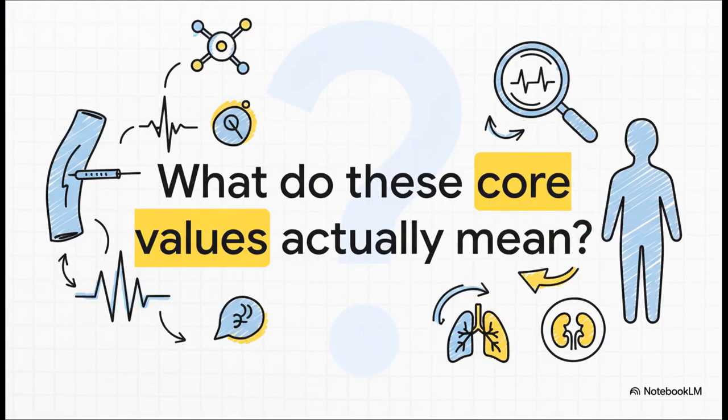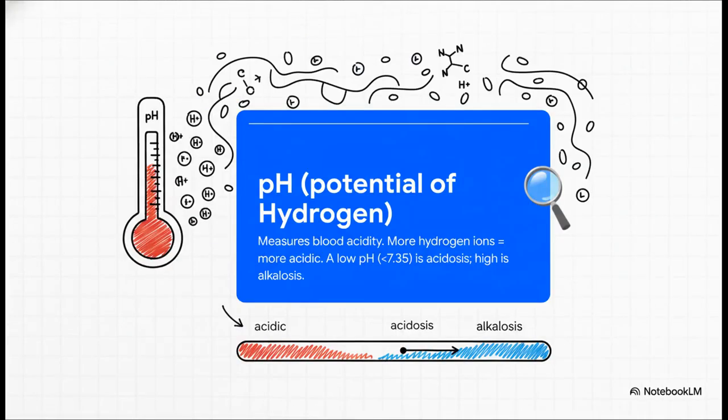Okay, so you get the results back, and it's a list of numbers. But that's pretty useless unless we know what each one represents, right? So what do these core values actually mean for our patient? First up is pH. This is simply a measure of how acidic or alkaline the blood is. The easiest way to think about it is this. The more free-floating hydrogen ions you have, the more acidic things get. So a pH below 7.35 means the patient's blood is in a state of acidosis. And if it's above 7.45, we call that alkalosis.